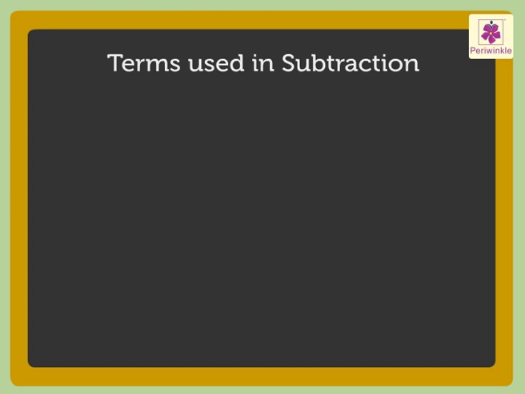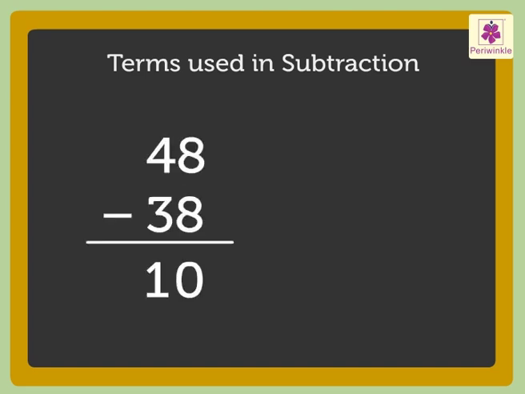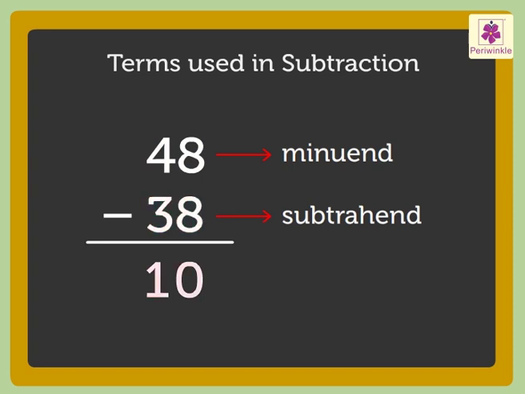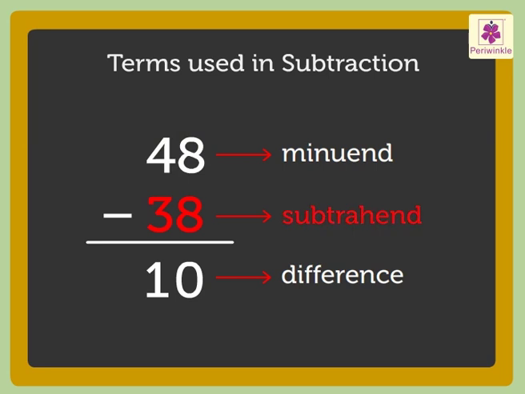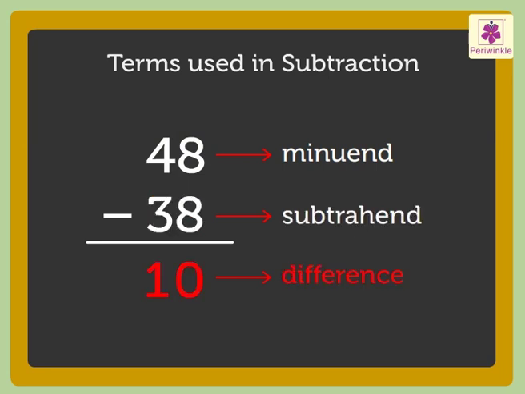Do you remember the terms used for the numbers in subtraction? Correct. The number from which a number is subtracted is called minuend. The number that is subtracted is called subtrahend. The answer we get after the subtraction operation is called difference. In the example just solved, 48 is the minuend, 38 is the subtrahend, and 10 is the difference.